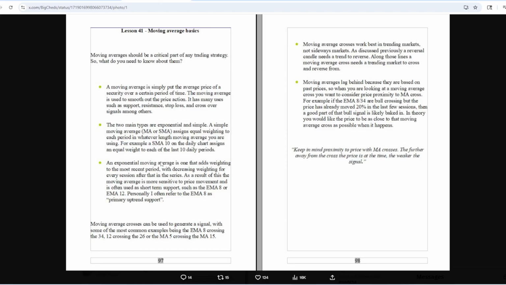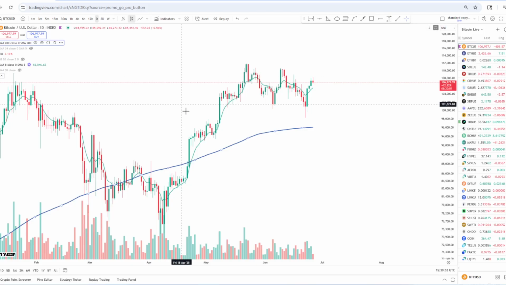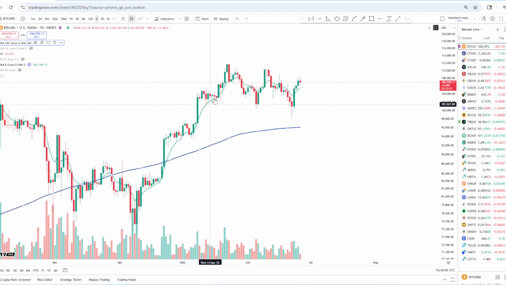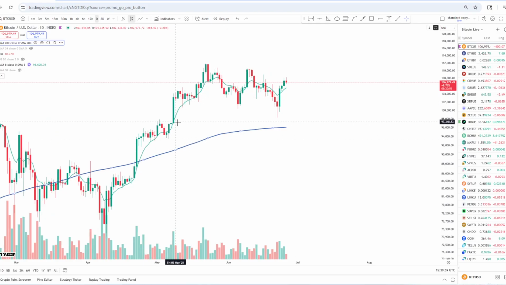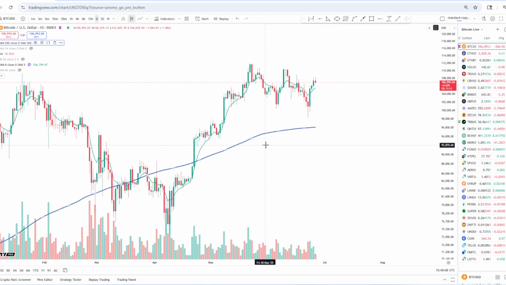The other main type is an exponential moving average. It adds weight to the most recent period and decreases after that. Essentially, the moving average is more sensitive to the price, so you get more price interactions with it. With my system, I have the EMA 8. That means the most recent candle has more price weighting than the candle 8 periods ago.